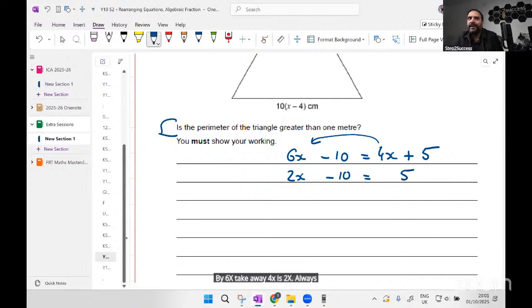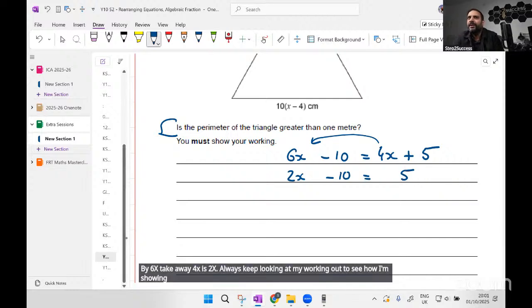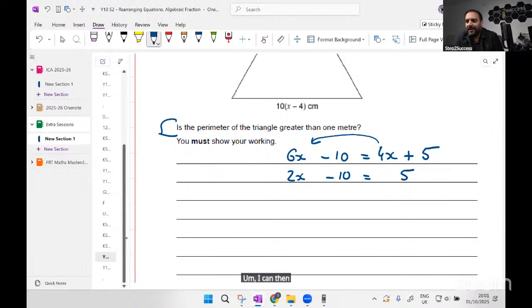Always keep looking at my working out to see how I'm showing it all the time. I can then, that minus 10, I can add to the other side.